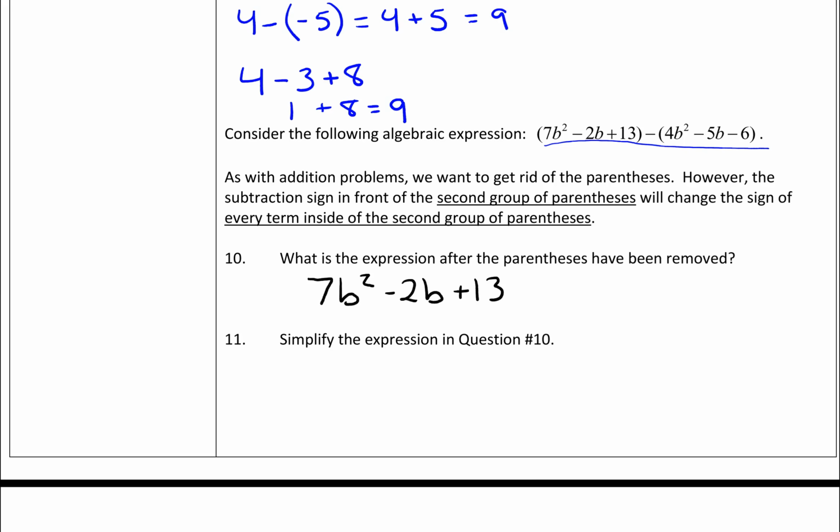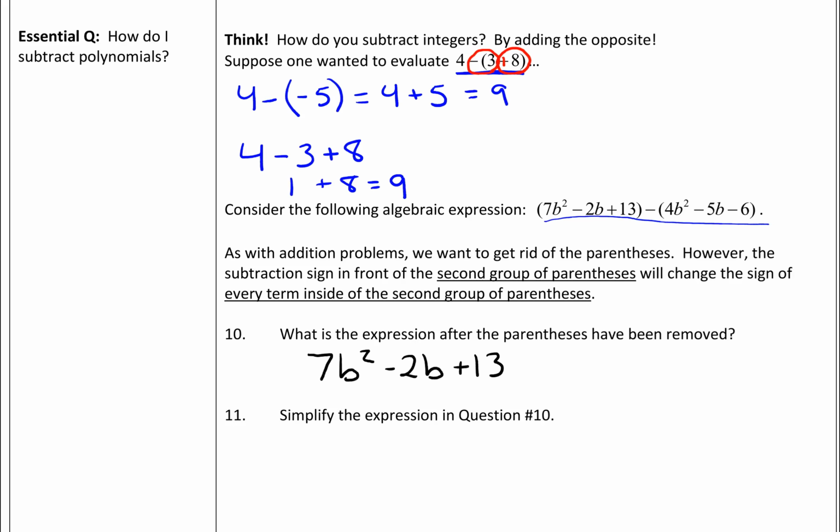Well, here's where things get different. So if you think about what we did up here, we had our original expression, which was 4 minus the quantity of 3 minus 8. Well, what I could do is rewrite this as 4 plus negative 3, which is the same thing as this minus 3 over here, plus 8. Okay, and we can work that out. It's the same thing as this right here. 4 plus negative 3 is 1, plus 8 gives us 9. So what I did is I changed that minus sign to a plus, and then I changed the sign of everything after it.